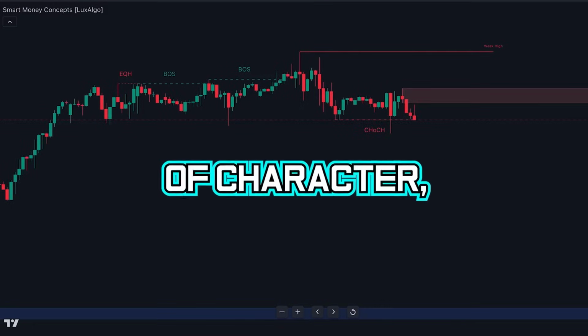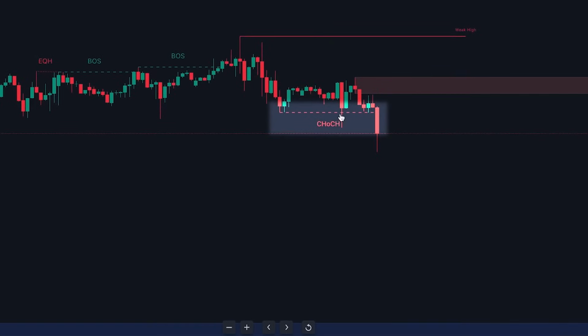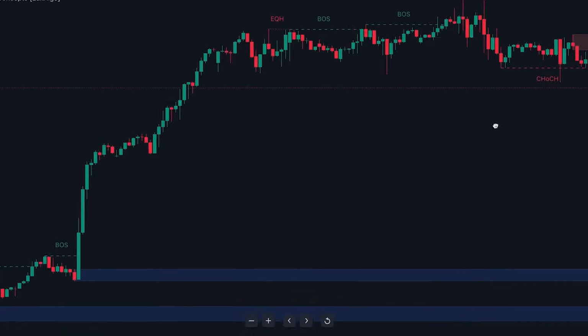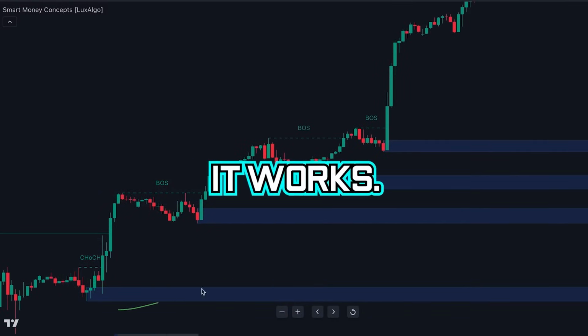Let's start with change of character, also called CHoCH. A change of character is a shift in market structure that indicates a possible trend change. It's the first step in a two-step process to confirm that the market is changing direction. This is how it works.